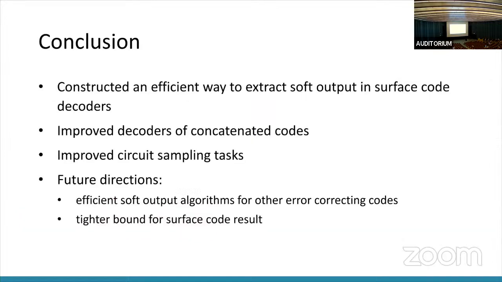Okay, so in conclusion, we were able to construct an efficient way to extract the soft output in surface code decoders. And in doing so, we improved the decoders of concatenated codes and improved some circuit sampling tasks. In the future, it would be cool to come up with more efficient soft output algorithms for other error correcting codes, and also a tighter bound for the surface code result.